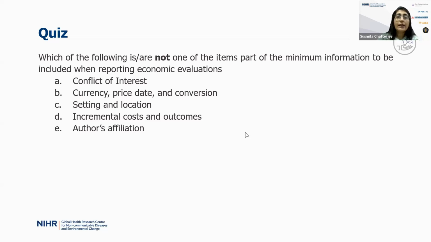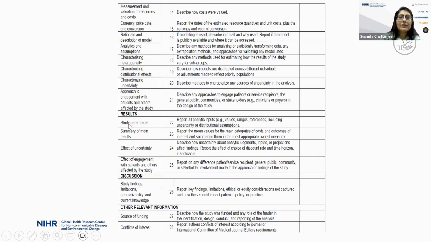B is not the correct answer. You definitely need to say which currency you are presenting your result in. You definitely do, because I told you, right, about which year you were doing your work. So if it is 2023, that means you are using 2023 prices. You have to mention that. That's an absolute requirement. So come back to this here: currency, price, date, and conversion. Definitely, this is a requirement. You have to mention this.